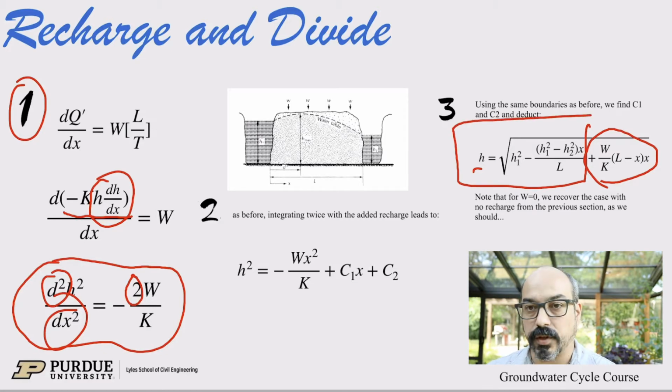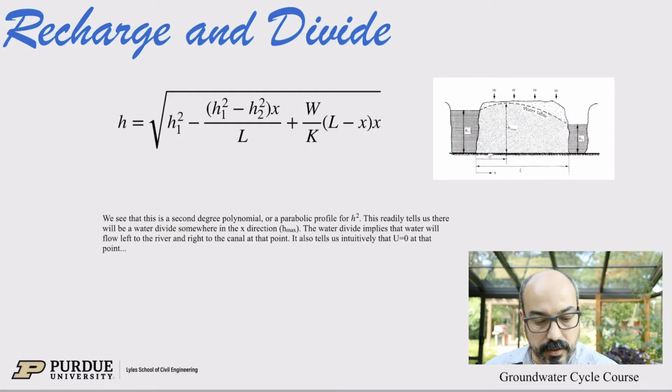But now with the W, with the recharge, we have to account for the new term. Notice also that now our solution depends on K, the hydraulic conductivity, so how much the formation is letting water through, as well as the recharge. Now we can solve for the maximum of the water table, which is not on the side, but somewhere in between, and that's what we call the divide.